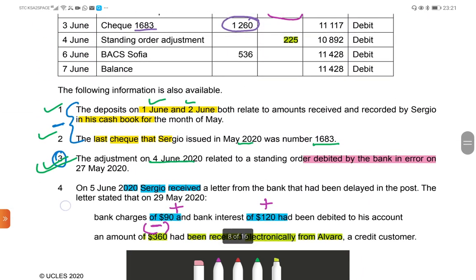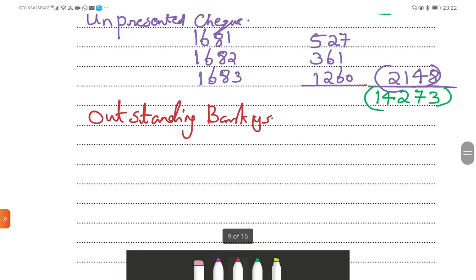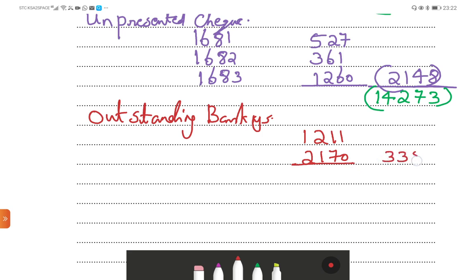The amount is 1st June and 2nd June. How much is the amount? 1211, 2170. Total 3,381. How much? 12,000 plus 14,273 plus 3,381. 10,892.